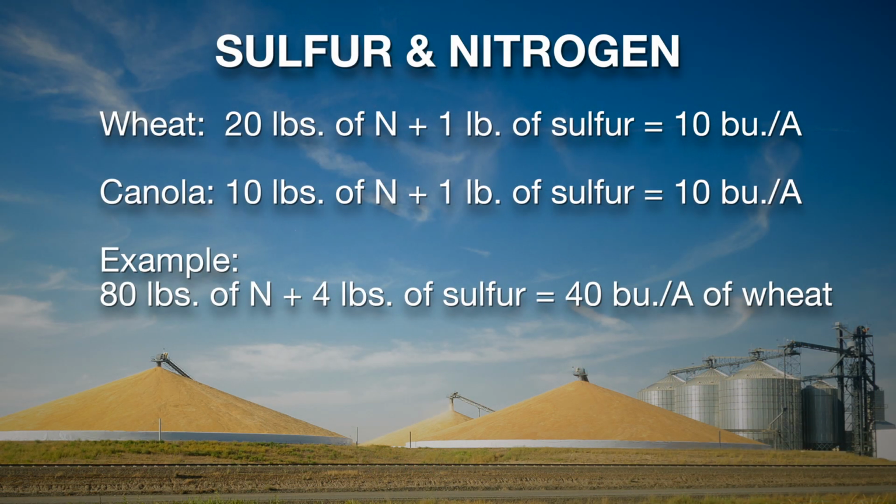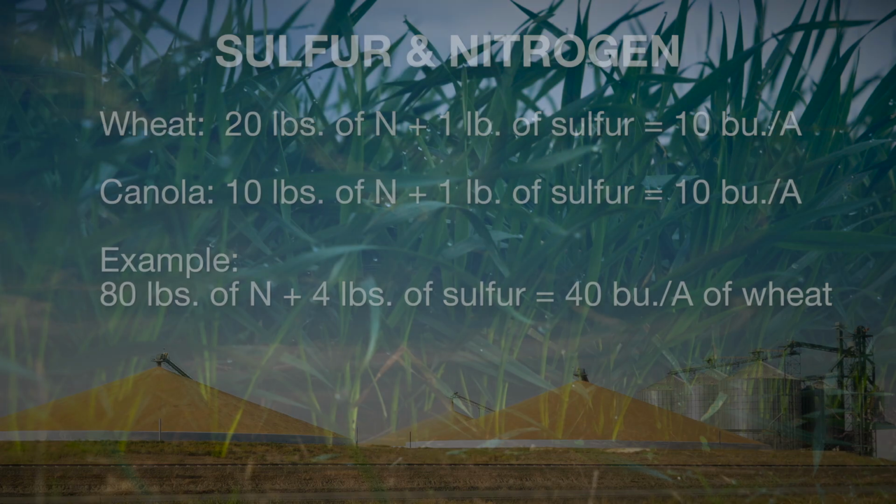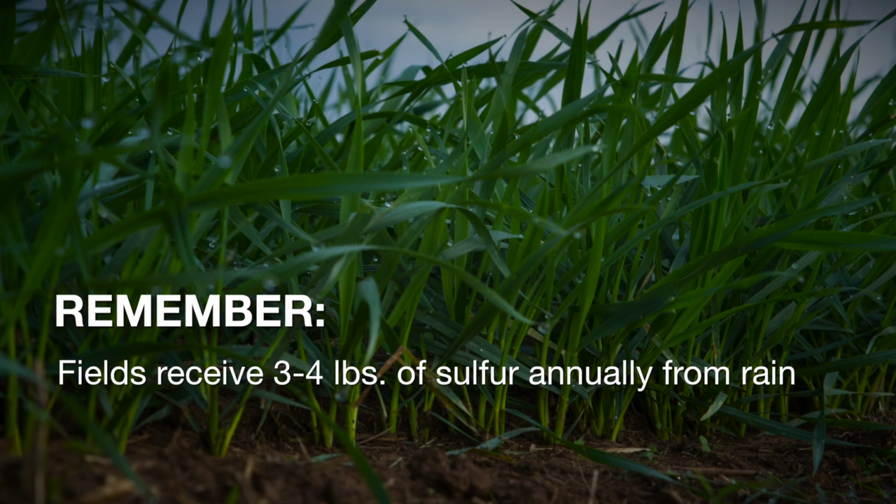Our average yield is a 40 bushel wheat crop, 40 BPA, 40 bushels of wheat per acre. That demands about 80 pounds of nitrogen to get us to this 40 bushel mark. So we would be applying 80 pounds of N to reach our 40 bushel yield goal. For that 80 pounds of N, we're only going to need about 4 pounds of sulfur. So 4 pounds of sulfur is for a 40 bushel crop. Keep in mind, we're still annually getting 3 to 4 pounds of sulfur as rainfall.